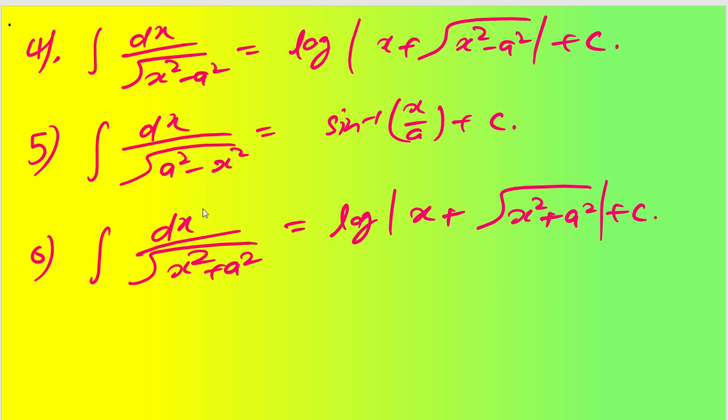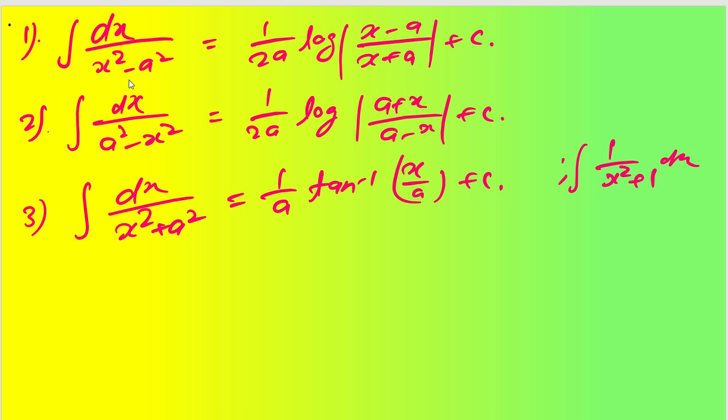Now let us try to solve all these 6 problems as a problem kind of thing, so that we can understand how to get dx by x square minus a square is equal to 1 by 2a log x minus a by x plus a. So let's open canvas, and question 1 is integration of dx by x square minus a square.